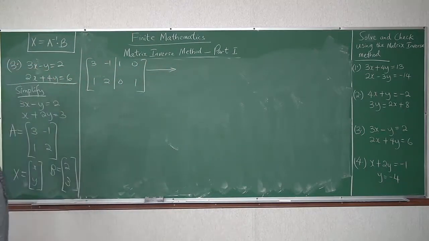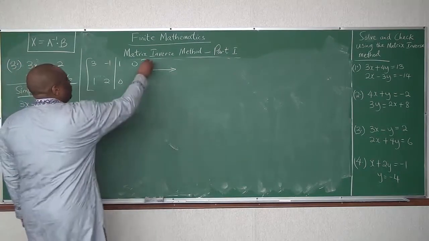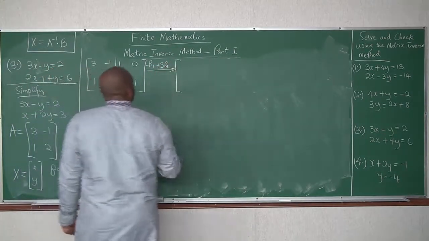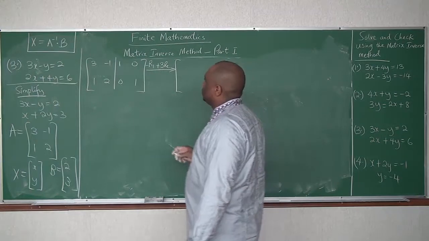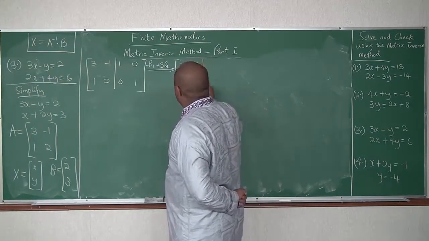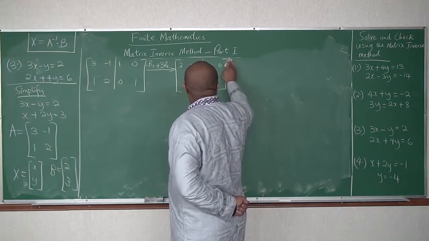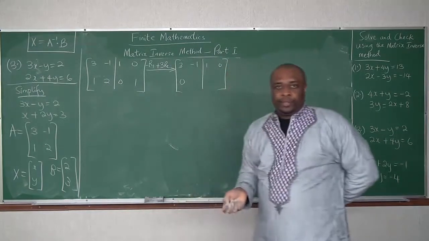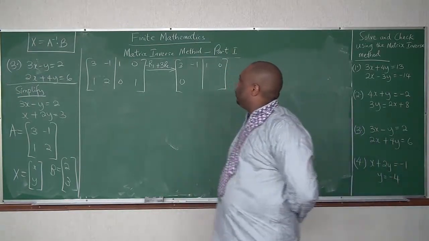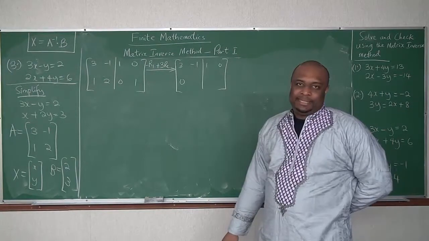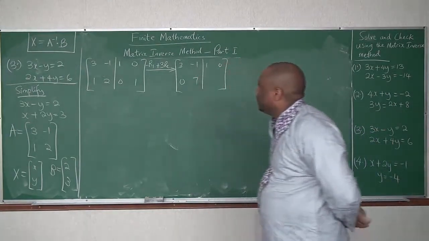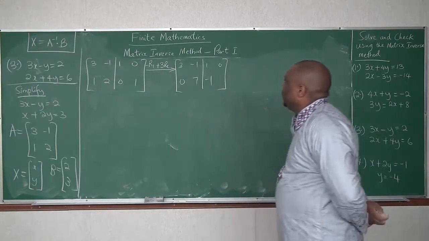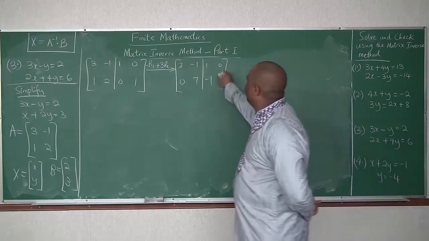What operation do I use here? Negative R1 plus 3R2. So this will be 3, negative 1, 1, 0. Right? And then negative 3 plus 3 is 0. Negative, negative 1 is 1. 1 plus 6 is 7. Negative 1 plus 0 is negative 1. 0 plus 3 is 3.